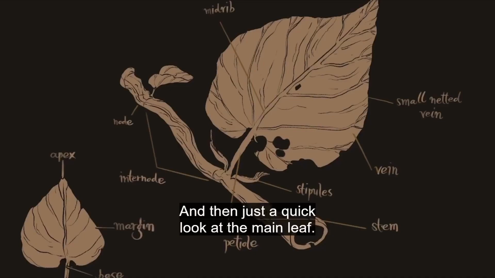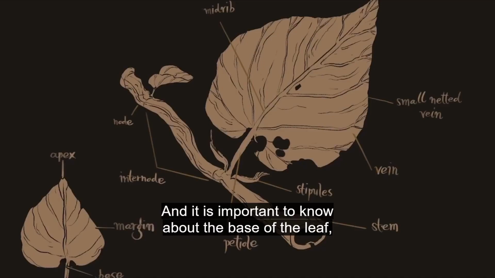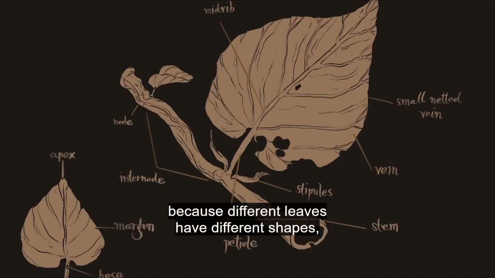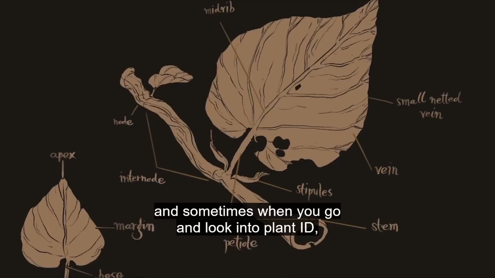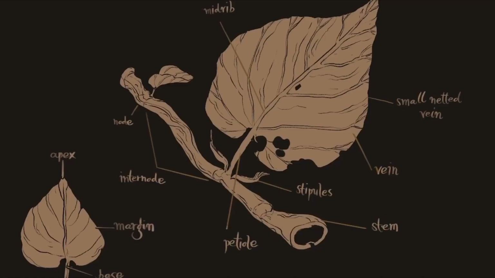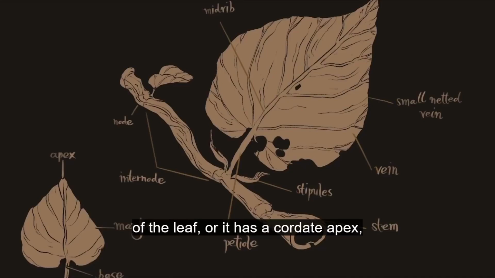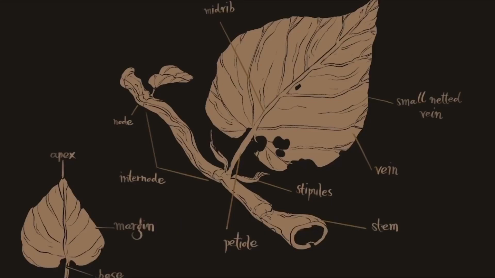And then just a quick look at the main leaf. We have margin, base, and apex. And it is important to know about the base of the leaf because different leaves have different shapes, and sometimes when you go in and look into plant ID, they will say this plant has a serrulate edge leaf that has a cordate base, and then you know that this base is the bottom part of the leaf, or it has a cordate apex. It means it's inverted.